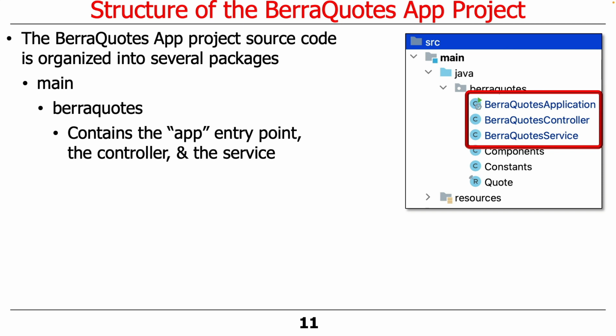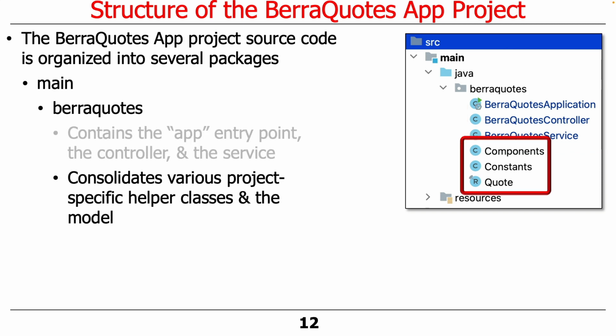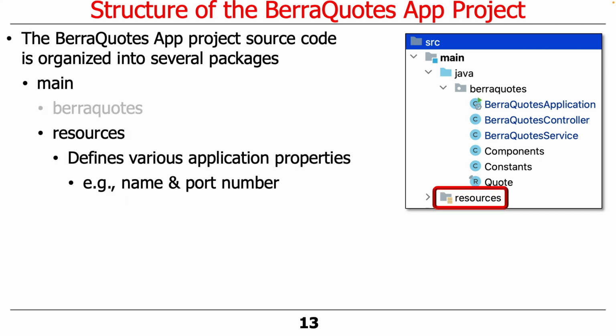So we have the BerraQuotes application, which is essentially the main for the microservice. We have the BerraQuotes controller, which adapts the requests in HTTP to Java types, and then they have the BerraQuotes service. And you'll see this arrangement over and over again throughout the course. So that should be very familiar to you. We also have some other helper classes here, components, constants. We've got the quote type, and these are defining things that are used by the server, microservice, and also by the client in some cases.